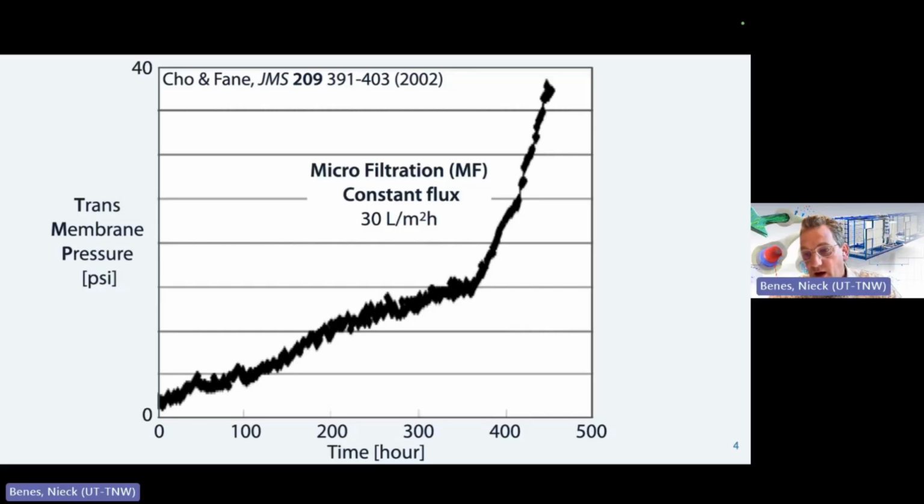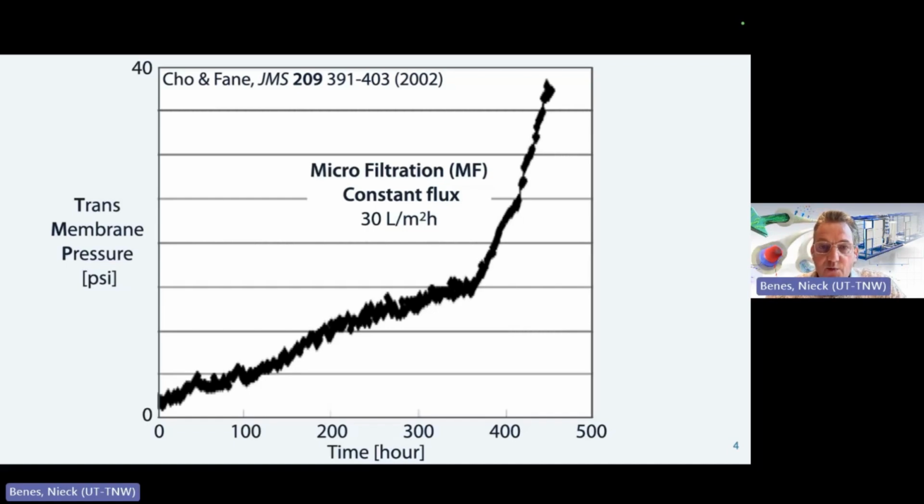So you need to apply a larger driving force over the membrane to maintain the same flux. And this is associated with the fact that something is accumulating on the surface or maybe even inside the membrane. And here, after, let's say, 350 hours or so, you can actually see that the slope of this line starts to increase a bit more. So the fouling is becoming more and more substantial in that case.